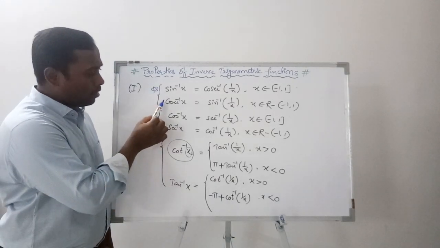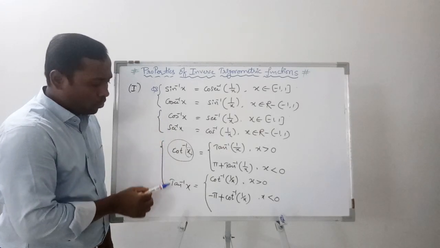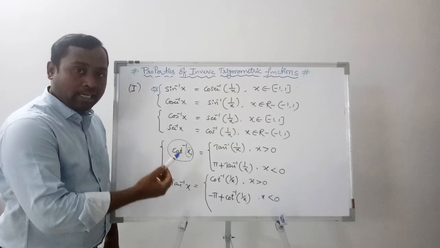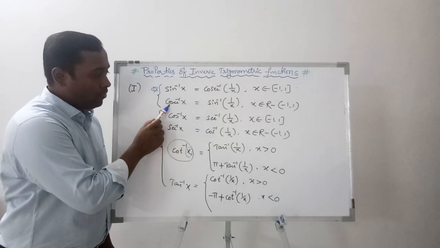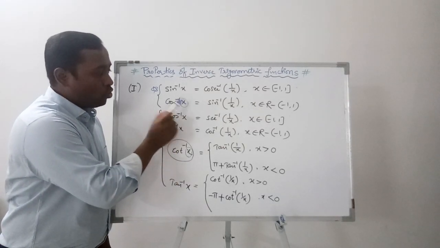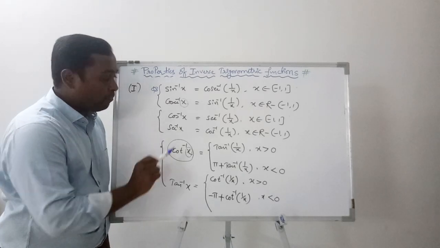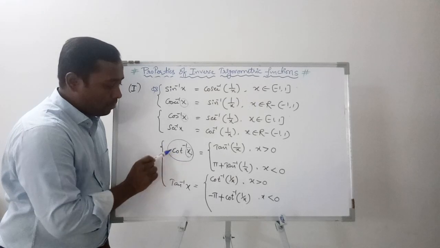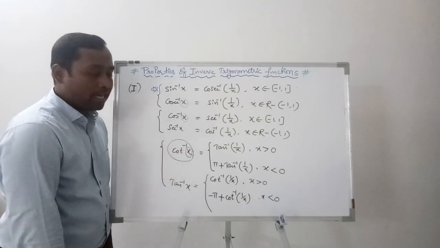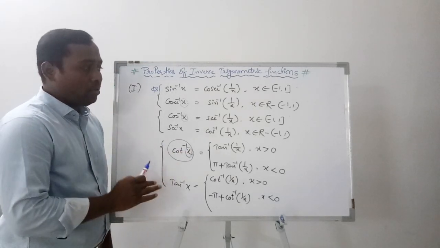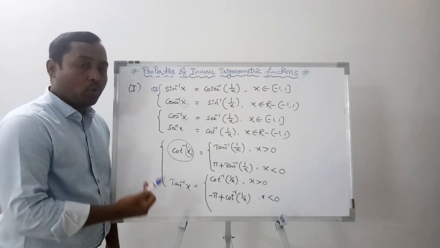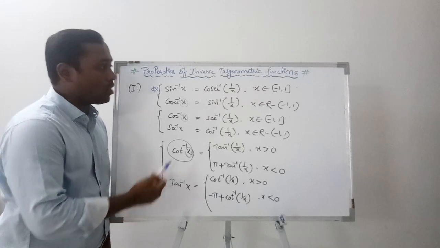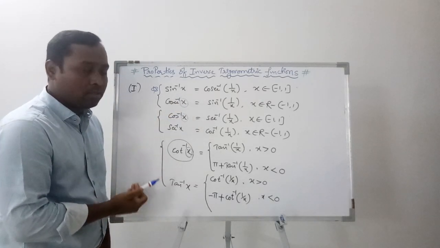In a similar manner, you can prove each and every property by taking x as the corresponding trigonometric ratio. If you are dealing with cosec inverse x, let us assume x is equal to cosec theta. If you are dealing with cos inverse x, take x as cos theta. Similarly, for cot inverse x, let's take x is equal to cot theta. So this is a fundamental way to prove any property of inverse trigonometric functions.